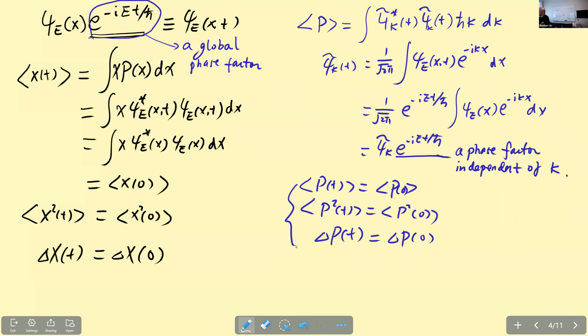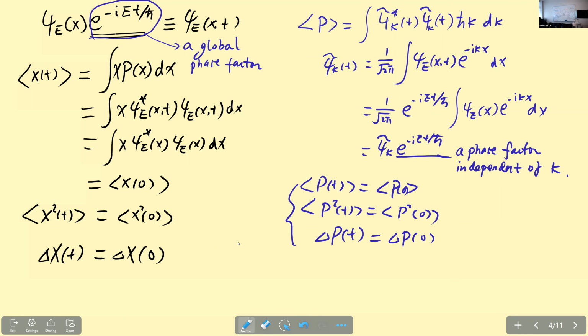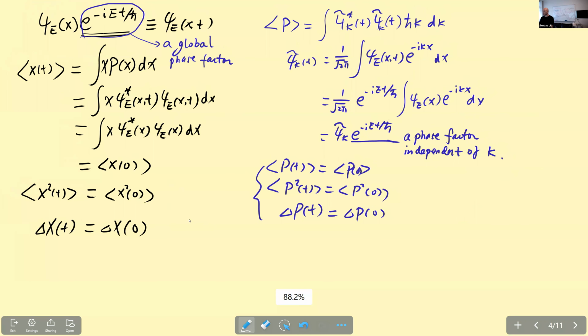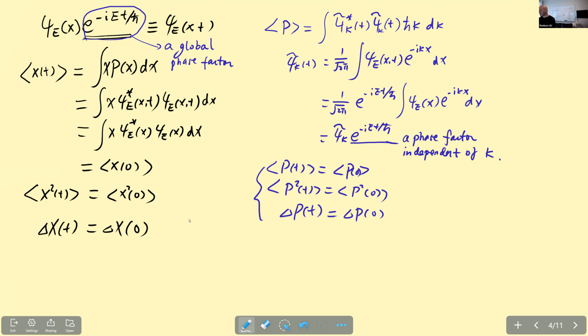So you can see that this one gives us the results of the measurement of x and p, and their invariance. Okay, they're all independent of time. Okay. Before I proceed, let me give you another derivation.